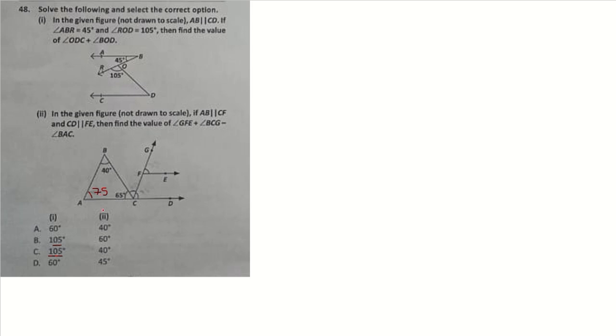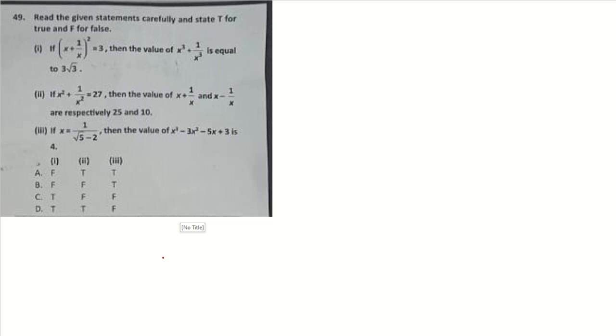Now AB is parallel to CG, so this angle will also be 75, and CD is parallel to FE, so this angle will also be 75. So when we say GFE plus BCG minus BSC, GFE minus BSC will be 0. So you just have to find basically the measure of BCG, nothing else. Now for BCG, we figured out that this angle is 75 and this whole angle is 180. This is 65. 75 plus 65 is 140. That means this angle is 40. Answer is option C, 105 and 40.